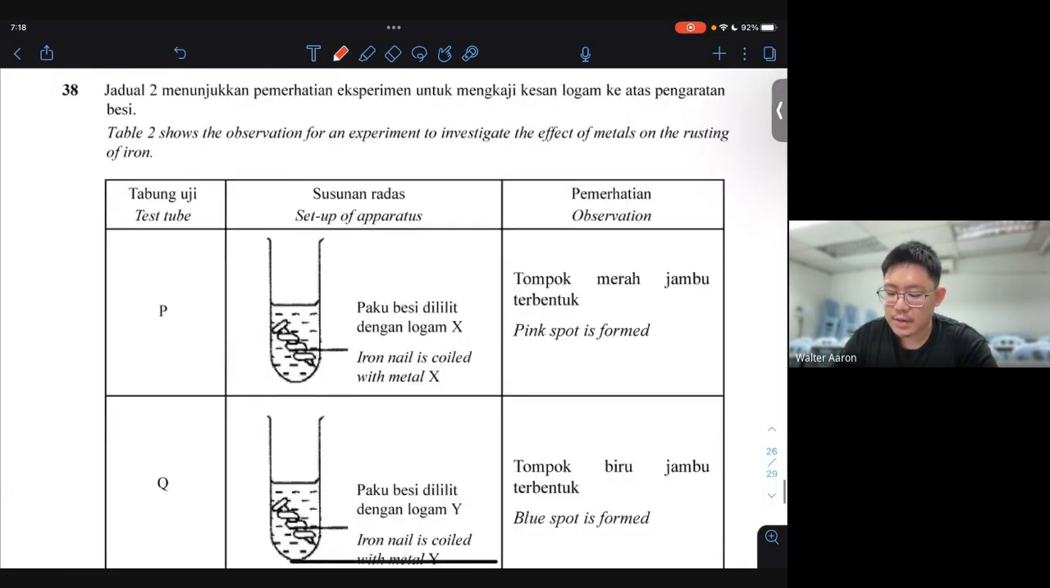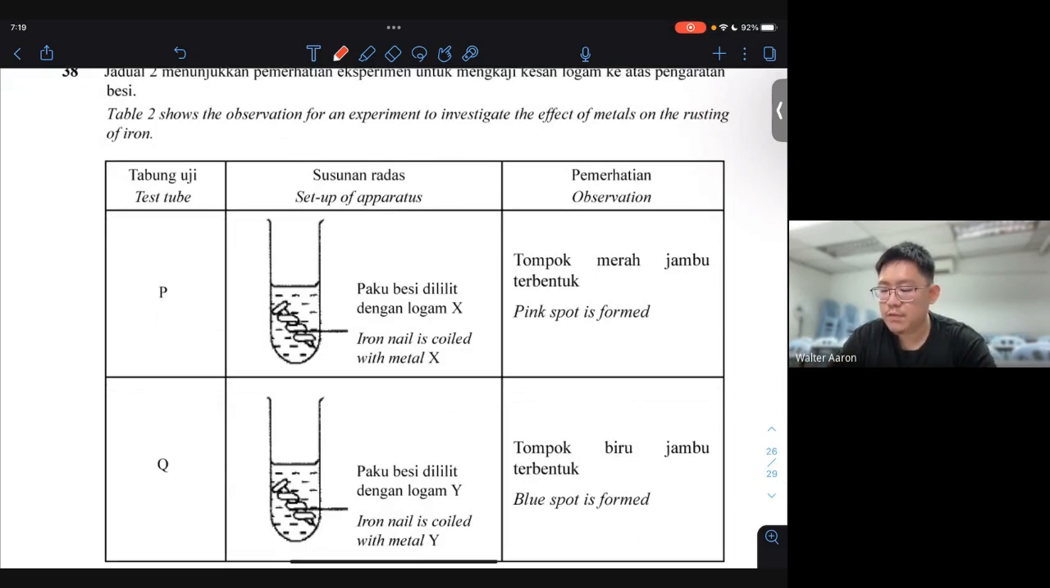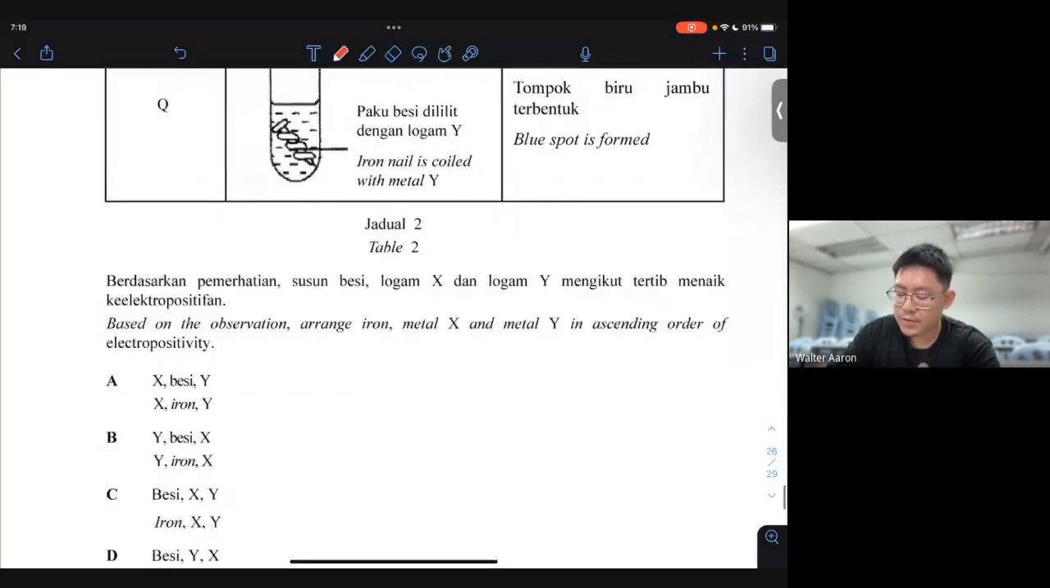Next question, 38. Table 2 shows the observation for an experiment to investigate the effect of metals on the rusting of iron. In this case, very simple. We have test tube P, in which the nail is coiled with metal X and a pink spot is formed. And for Q, the iron nail is coiled with metal Y, and the blue spot is formed. So we have to ask ourselves which one is more reactive or less reactive.